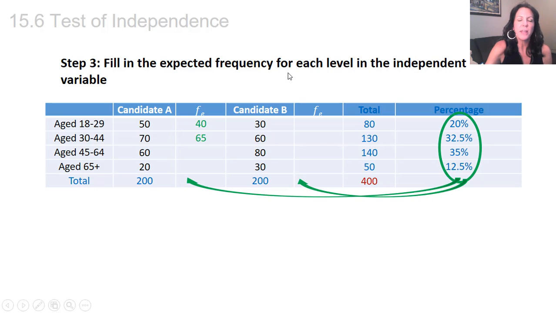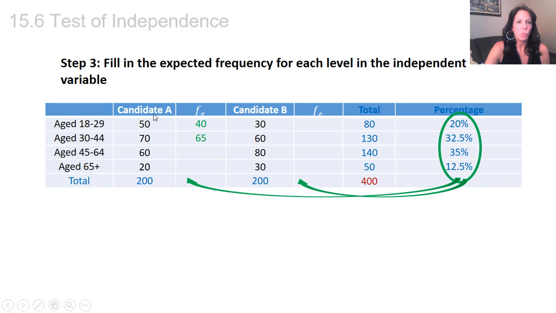Our next step is to fill in our expected frequencies, and this is easier than it looks, but it's the most time-consuming thing of the whole chi-square formula here for independence. Basically, what we're going to be doing is taking the percentages of the total groups for the rows and multiplying those percentages by the total in the column. So for example, ages 18 through 29 represent 20% of the distribution.